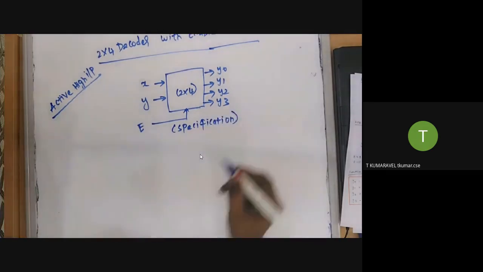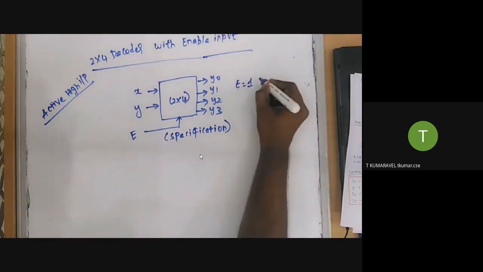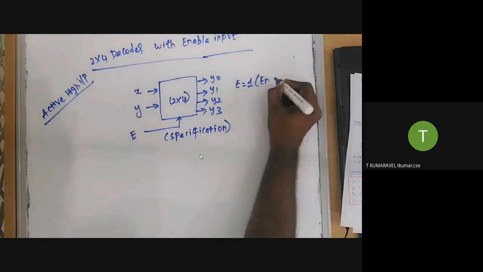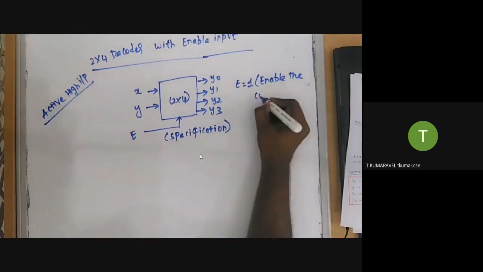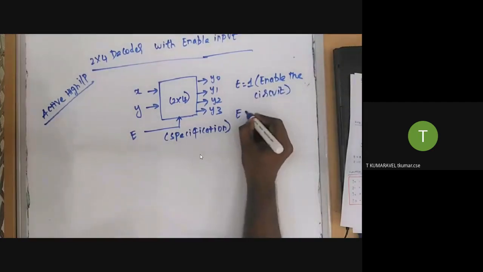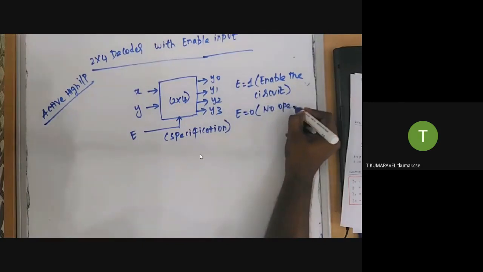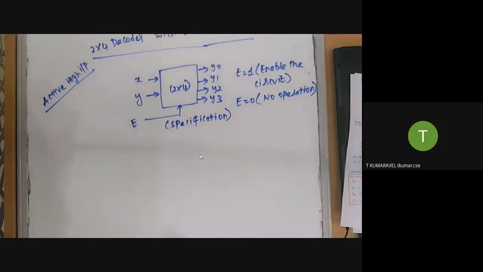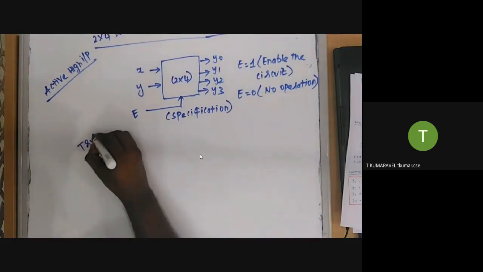Okay, here what happens? Whenever the enable input value equals 1, it enables the circuit. Suppose the input value equals 0, no operation. What is the meaning? It will switch off that decoder. Okay, for that, how do you draw the truth table?